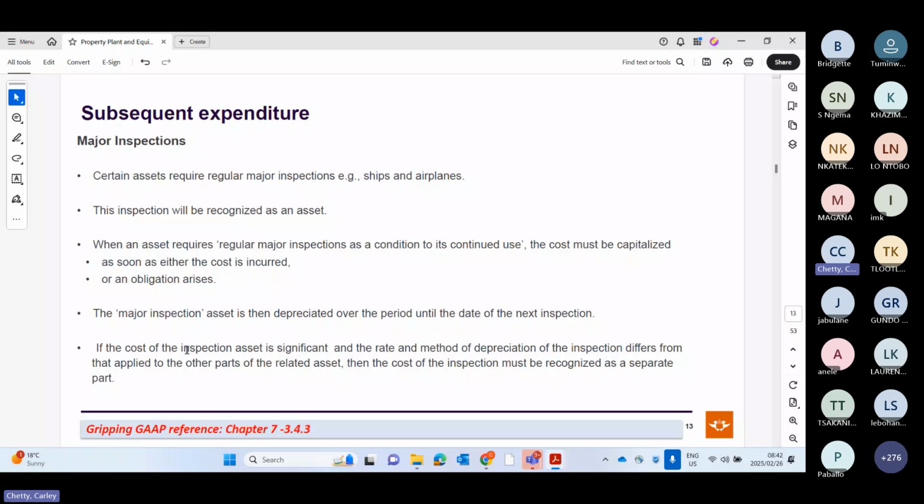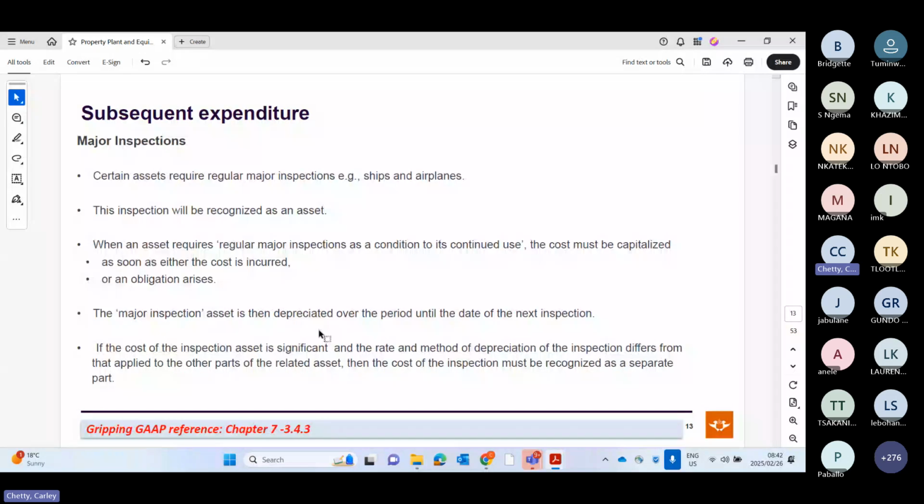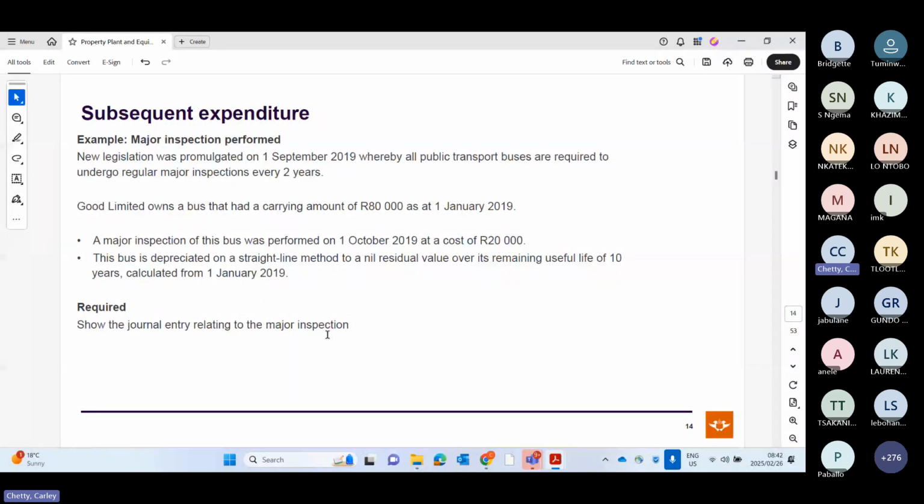Another question: how does an inspection improve the useful life of an asset? The major inspection is not really going to improve the useful life, but it says here that without the inspection, the bus cannot operate. So without the inspection, there won't be any economic benefits from the bus. An inspection can be required by law. It doesn't mean that it's going to improve the useful life of an asset, but it can result in future economic benefits because without the inspection, the bus would not be able to operate.